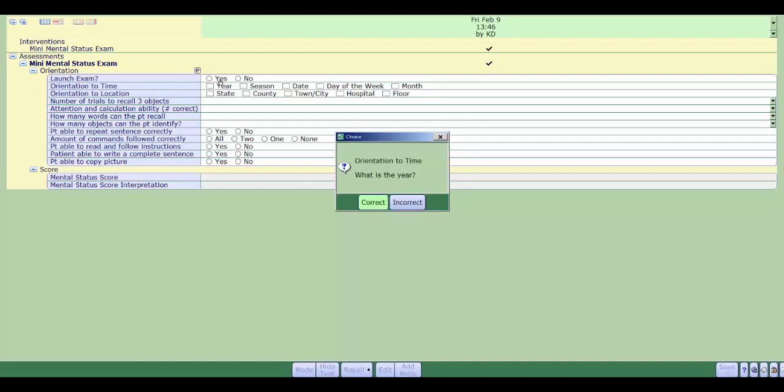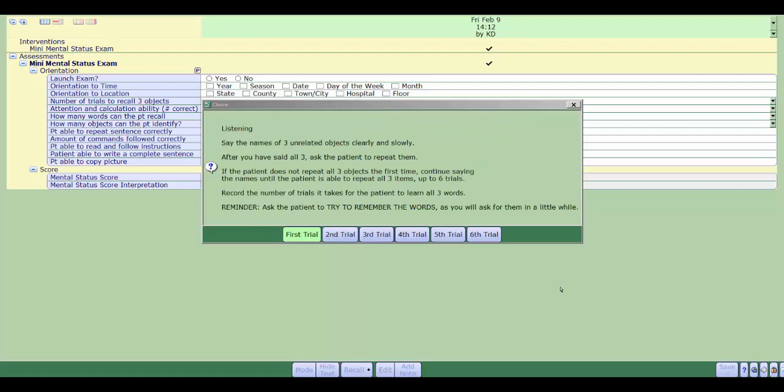The first 5 questions ask the patient about their orientation to time. I can either mark these as correct or incorrect. The next 5 questions ask the patient about their orientation to location. Again, marking them as correct or incorrect.